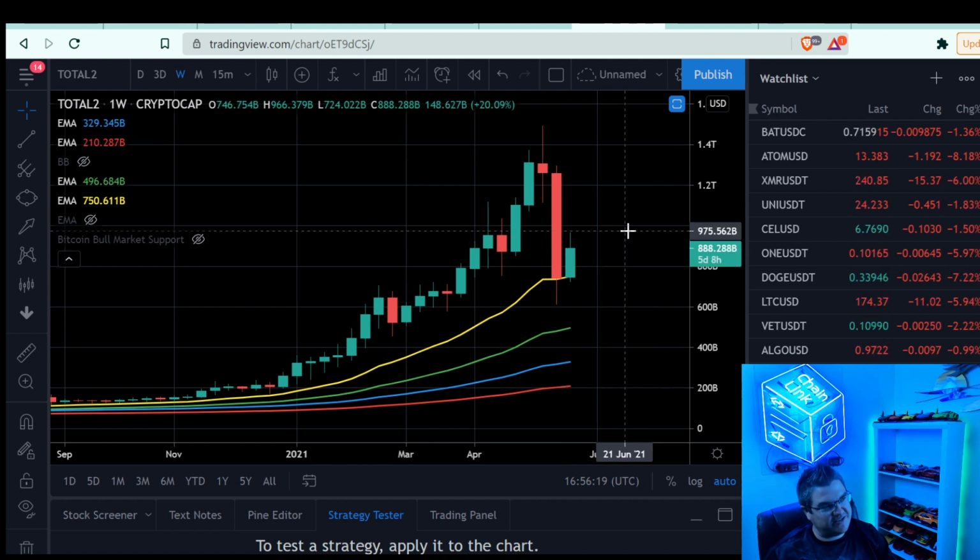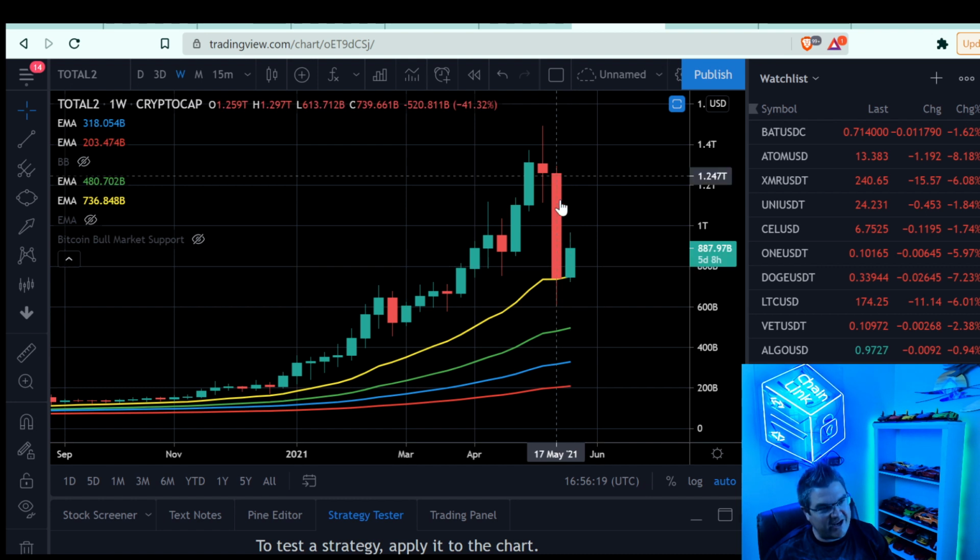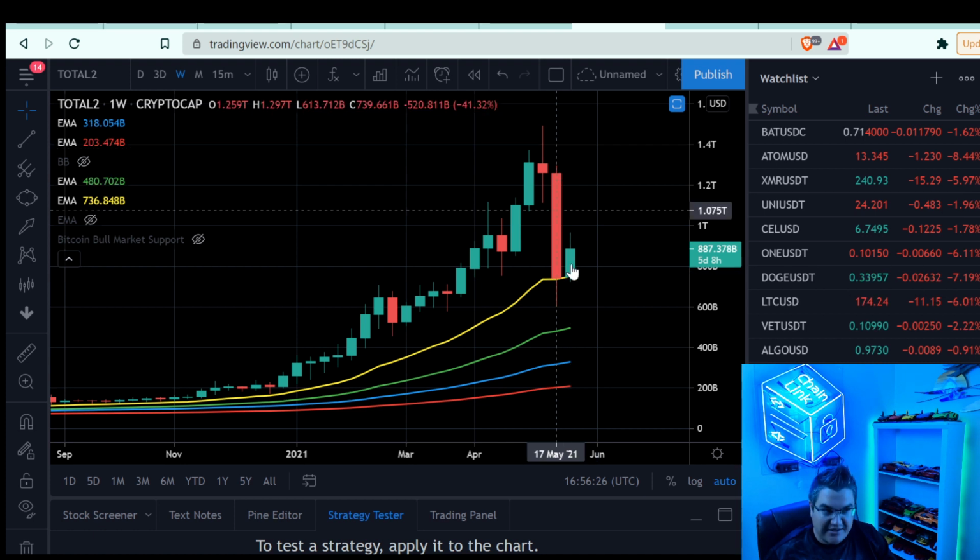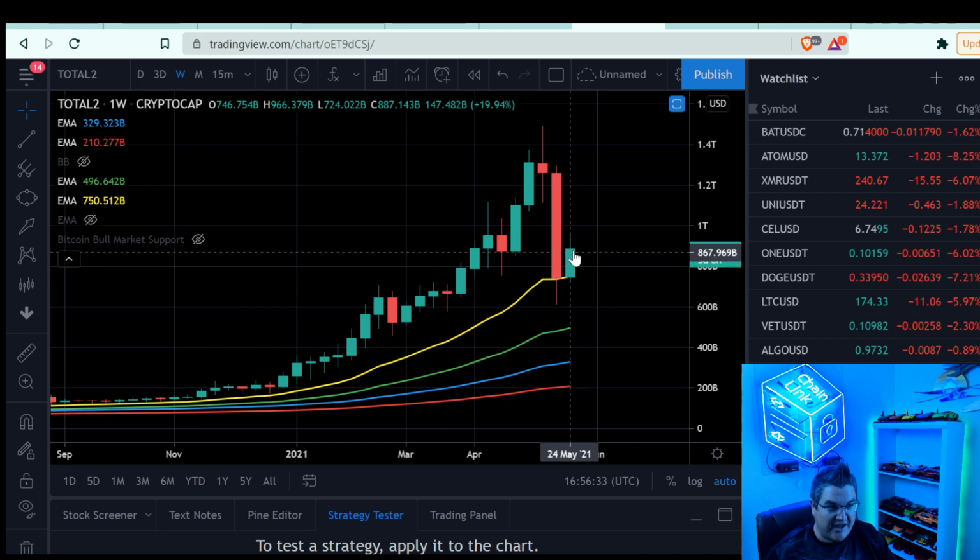So look at it on the weekly. Weekly, right down to our 21 week, which is a great sign. Yeah, that's a hell of a drop, but it's good that we held this. We closed right on it. Nice bounce. Okay, 1 trillion, just like we just looked at. That was our first level.